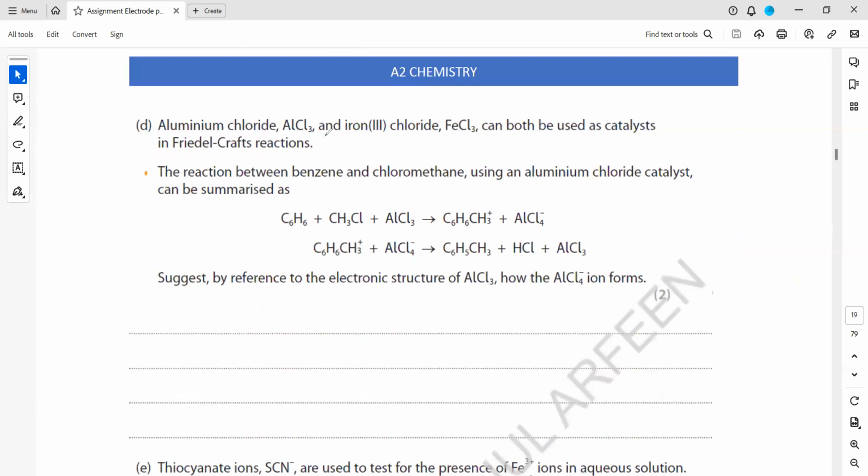Aluminium chloride, AlCl3, and iron 3 chloride can both be used as a catalyst in Friedel-Crafts reactions. The reaction between benzene and a chloromethane using aluminium chloride as a catalyst is summarized. Suggest, by reference to the electronic structure of AlCl3, how AlCl4 ions are formed. So we have to explain the formation. This is a Friedel-Crafts reaction that we will discuss in the reactions of benzene. But the question is not related to benzene, it's related to how AlCl4 is actually formed.